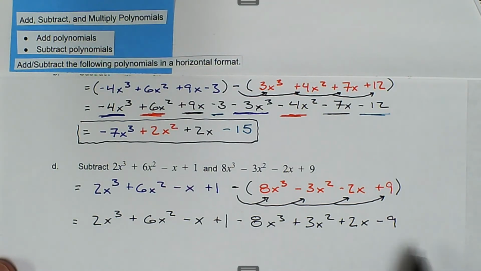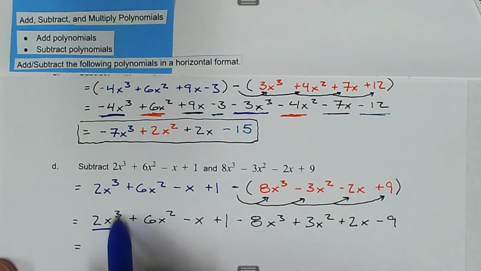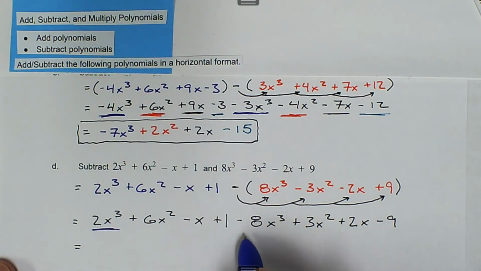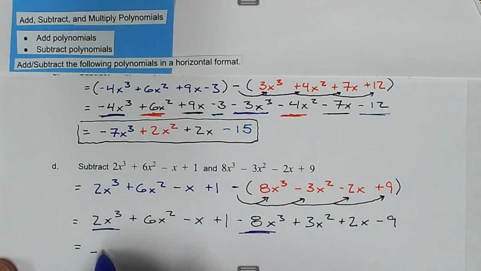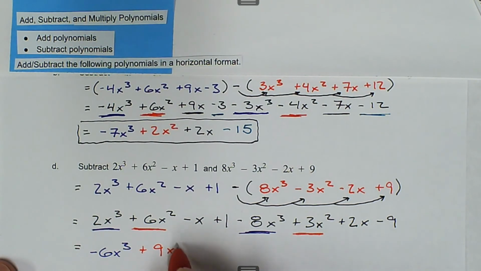So now we've distributed the negative sign to every term in the polynomial, and now we can just combine like terms. Again, we want to have the highest degree first. So we have 2x cubed, and if there's no sign written in front, that means positive. And then we have minus 8x cubed, so that becomes negative 6x cubed. Then the next one is squared, so we have a positive 6x squared and a positive 3x squared, so that becomes positive 9x squared.